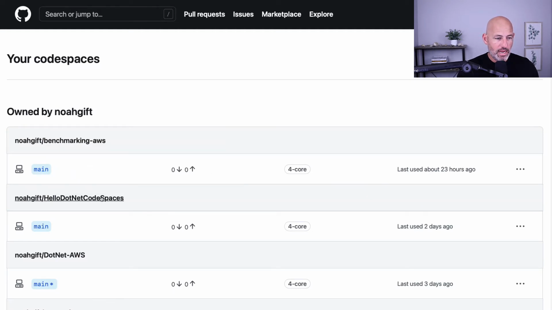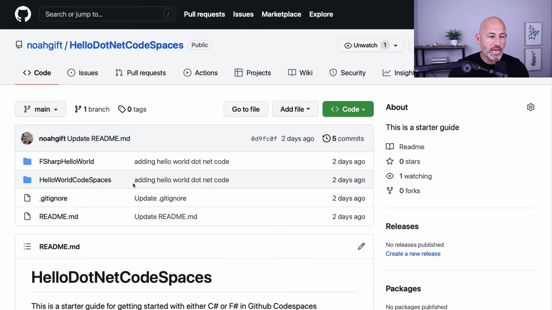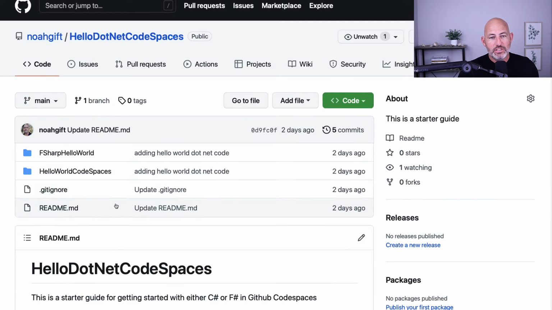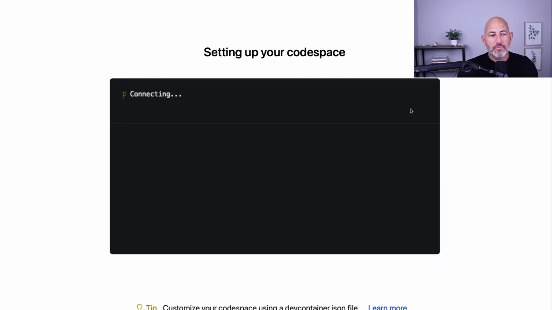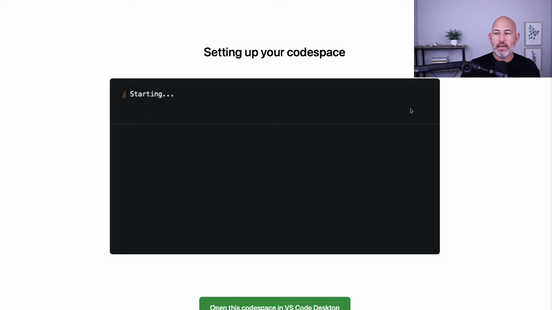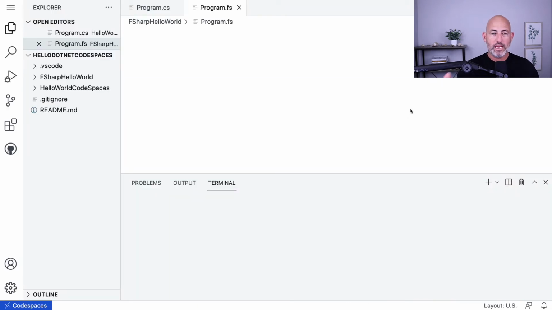Here we go, hello.net Codespaces. And if we take a look at this thing, what's kind of cool about it is you can see I did an F# and a hello world Codespace inside of here. In a nutshell, we can just launch this, and I'll show you why it's so cool: because it comes with the .NET command line tool already, you can use it as a full-fledged development environment, and you can actually start developing C# for free. You don't need any editors or any other software.